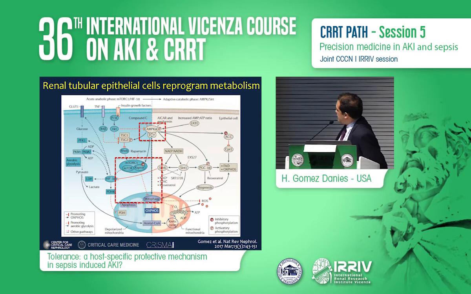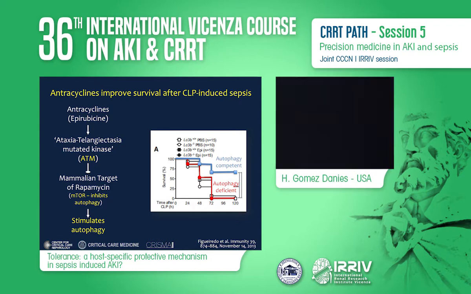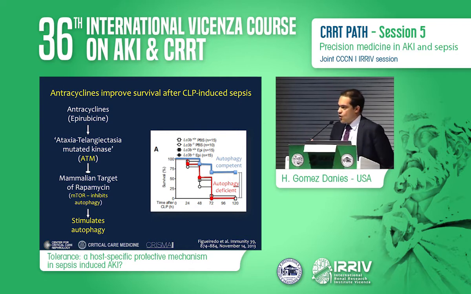I just want to point out another mechanism which is dependent on the inactivation of the mammalian target of rapamycin, which is the natural inhibitor of autophagy. Autophagy is a process by which damaged organelles and mitochondria are targeted and engulfed in autophagosomes to be degraded and then reproduced in newer functional mitochondria.